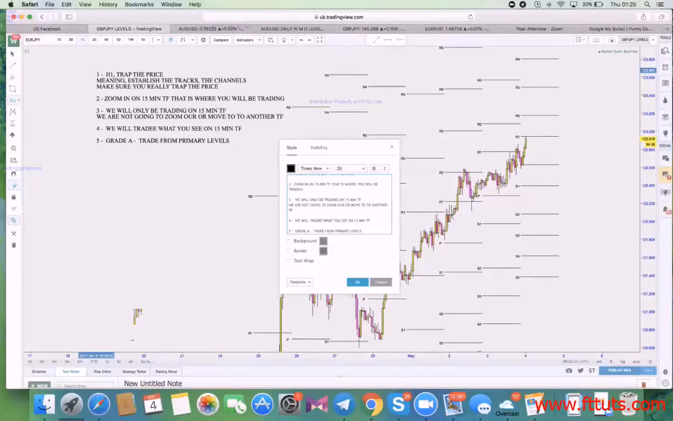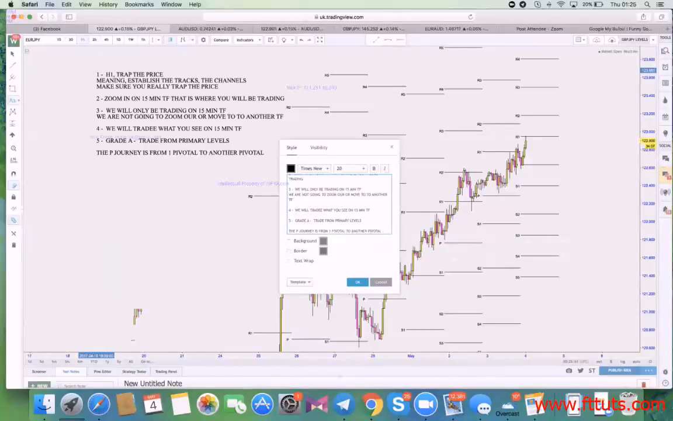So guys, a grade A trade is the trade from the primary levels. The primary levels are the pivotal levels. You understand this? Remember this. The price journey is from one pivotal level to another pivotal level, guys. In normal circumstances, the price journey is from one pivotal level to another pivotal level. You understand this, guys? This is a general presumption. That is a normal presumption. The price will begin its journey from one pivotal level to another pivotal level.